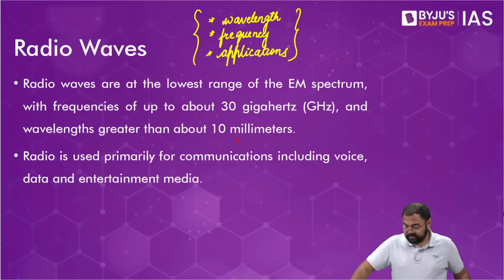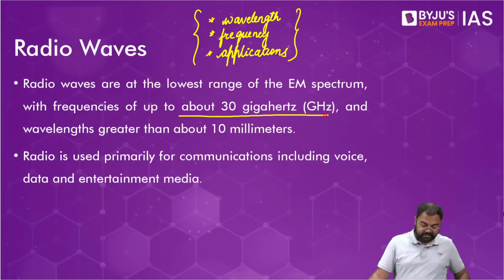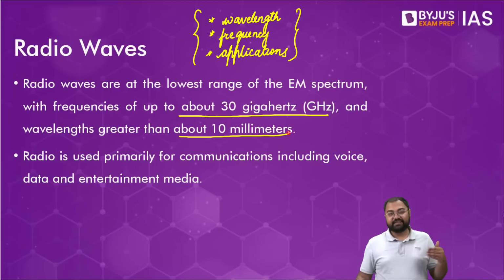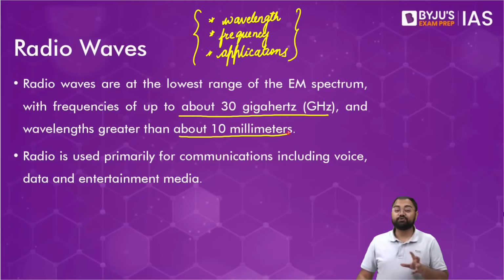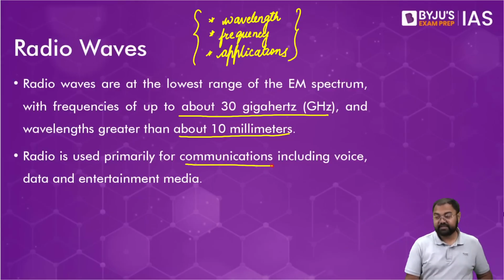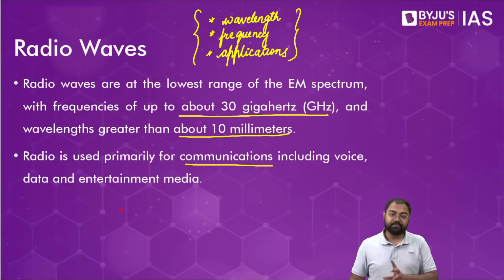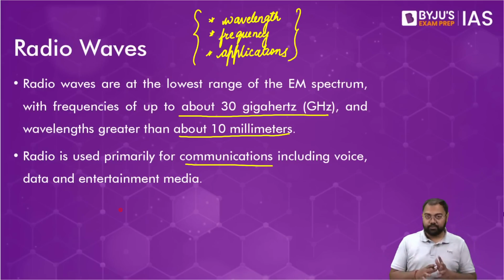All right. Now, when it comes to radio waves, what we basically see is that in case of radio waves, the frequencies can be up to approximately 30 gigahertz, whereas wavelengths are greater than 10 millimeters. So wavelengths greater than 10 millimeters and frequencies approximately 30 gigahertz. Where exactly do we use radio waves? Largely for different types of wireless communication. So that is basically how the radio waves are largely used, and we'll discuss the different types of communication that we have developed around radio waves a little later.